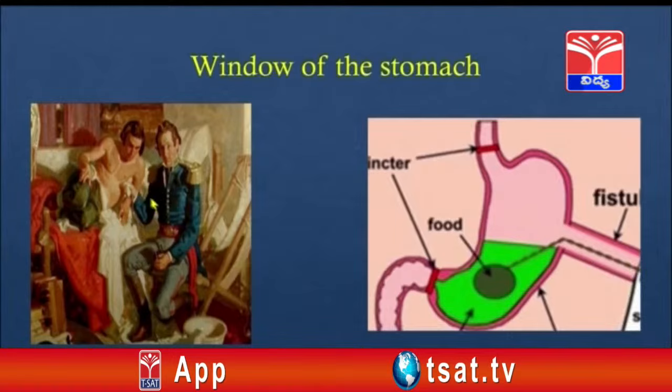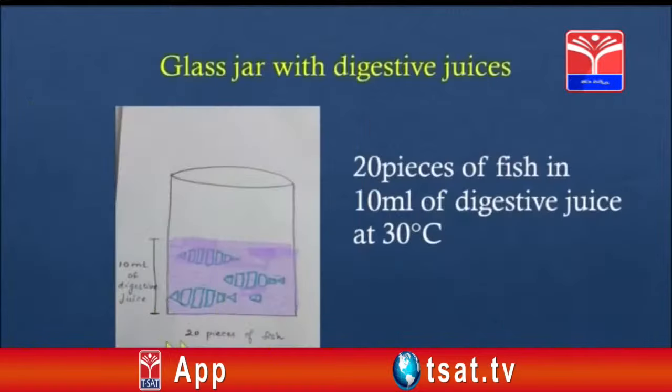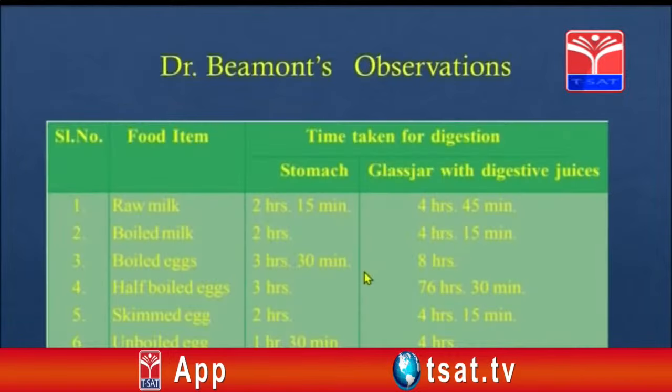He took 10 ml of the digestive juice in a jar and placed 20 pieces of fish in it at 8:30 in the morning. He also maintained a temperature of 30 degrees centigrade, that is the temperature of the stomach. At 2 p.m. in the afternoon, he observed that all the fish pieces got dissolved. Like this, he performed experiments on different food items and made the following observations.